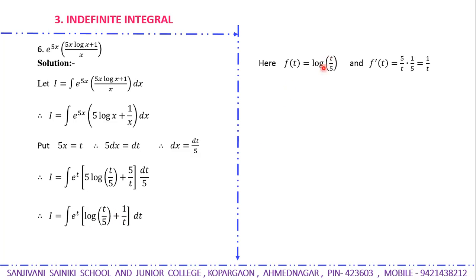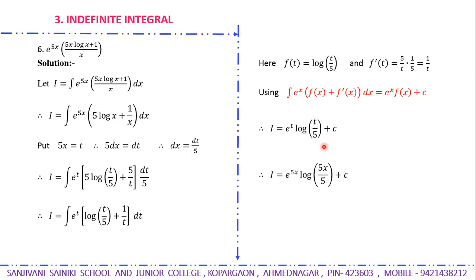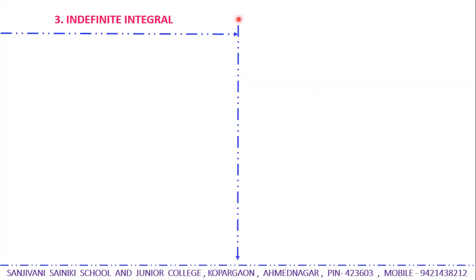So f(t) is log(t/5), and f'(t) is 5/t into 1/5, that is 1/t. So using ∫ e^x [f(x) + f'(x)] dx is given by e^x f(x) + c, the integration of the given problem is e^t log(t/5). But again, what is t? t is 5x. So e^(5x) log(5x/5) + c, that is e^(5x) log x + c is the solution of the given problem.